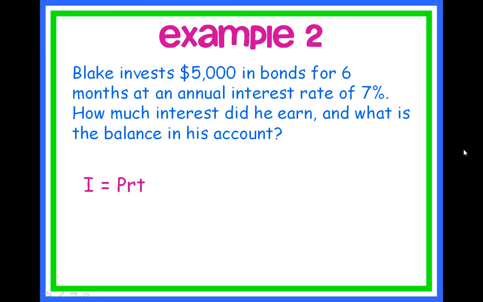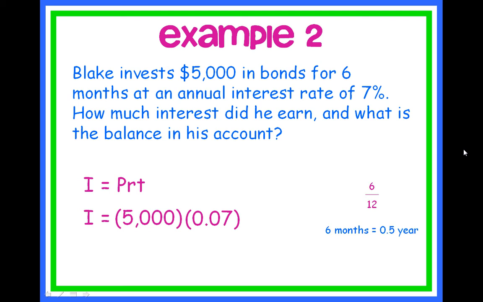Okay, same thing here. We're trying to find the interest. So we're looking for I. His principal, $5,000. That's how much he started off with. The rate is 7%. When we change that to a decimal, we get 0.07. And time, we have to convert into years. So if we take 6 months divided by 12, we see that that is 0.5, which makes sense. 6 months is half of a year. So we plug in 0.5 into our formula, or 1/2.